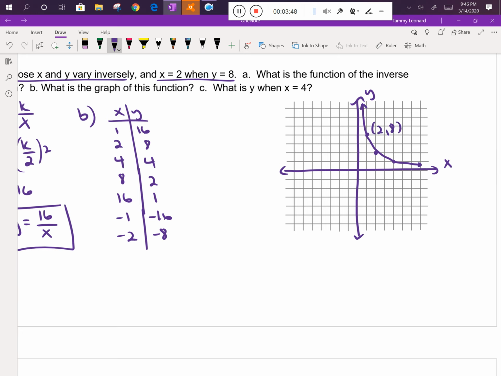So here's my (2, 8), my (4, 4), and my (8, 2). And then when I go to start graphing the other direction, notice I'm going to have (-2, -8), but I would also have (-4, -4) and (-8, -2). It's like all the same numbers as in quadrant 1, except in quadrant 3. And the shape of the graph is the same.